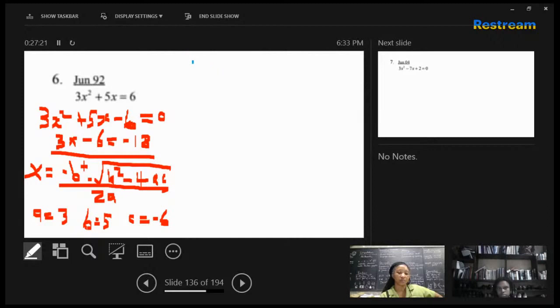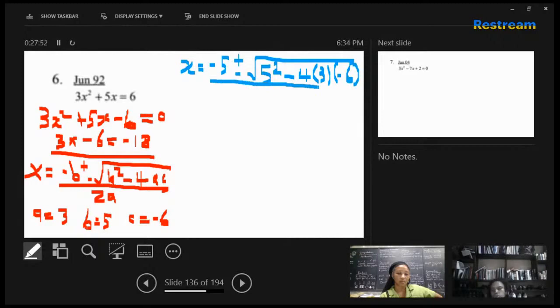Okay. So x equals negative 5 plus or minus the square root of 5 squared minus 4 times 3 times negative 6, over 2 times 3.